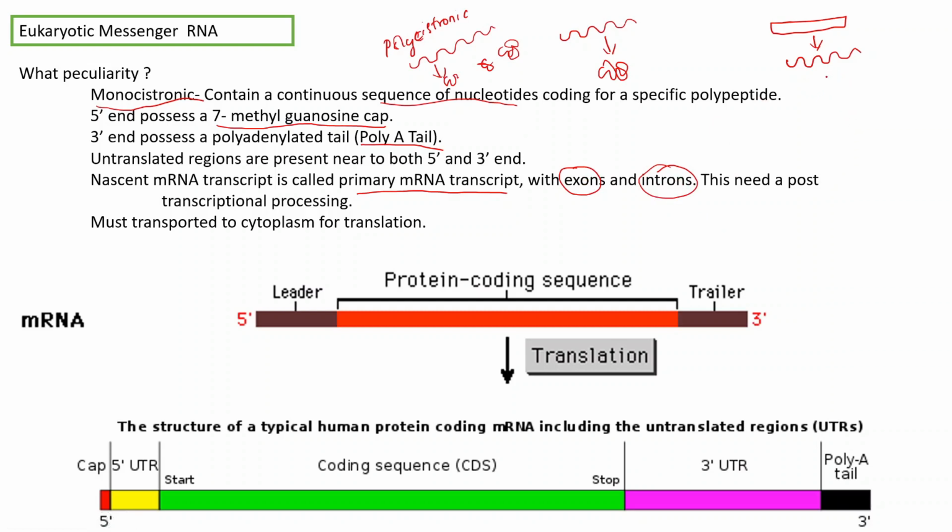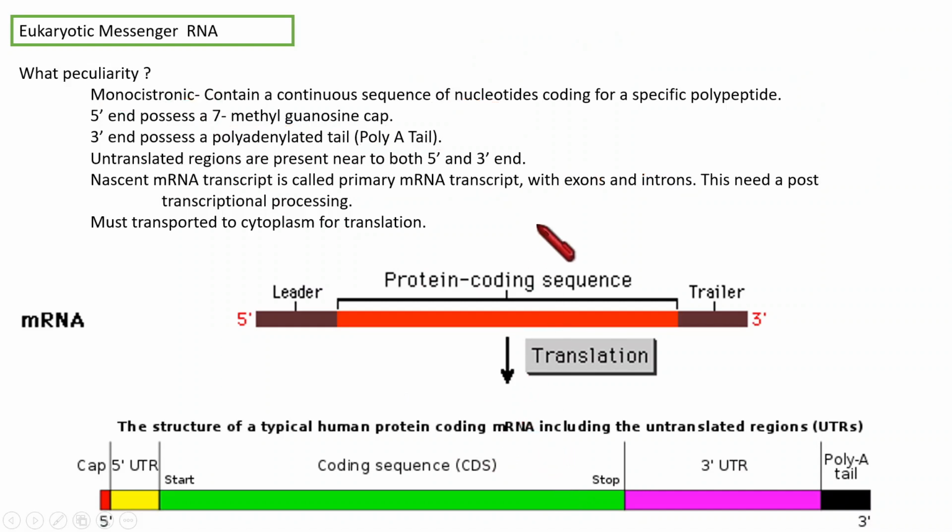Because of that, it requires some processing before getting transported outside the nucleus to the cytoplasm. So it requires some post-transcriptional processing. And after that post-transcriptional processing, the mature mRNA is transported to the cytoplasm for translation. That's all about eukaryotic mRNA. Picture we have seen here.